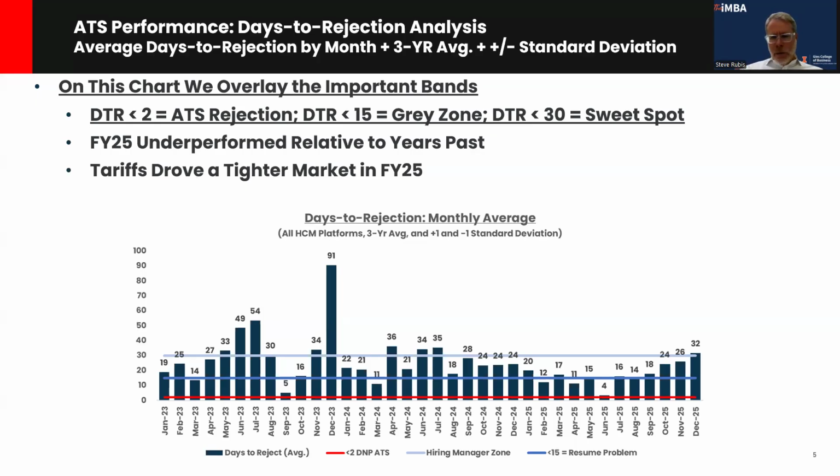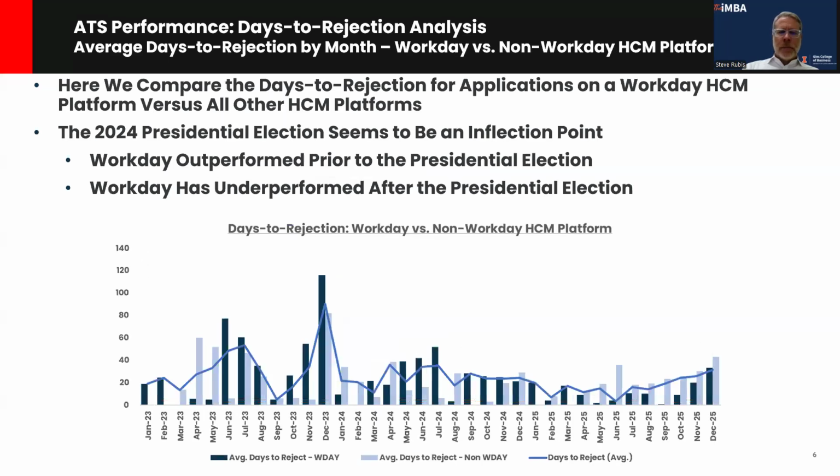And then the aqua line is that 30 days, and the 15 to 30 day range is the sweet spot of where you want to be landing, because it means that you probably got to the hiring manager, or our hiring manager had to reject you if you didn't go further in the process. This is just a simple comparison of both Workday and non-Workday platforms in our DTR by each platform. You can see how it ebbs and flows over time. The presidential election had a real impact, and then Workday underperformed for us after the presidential election.